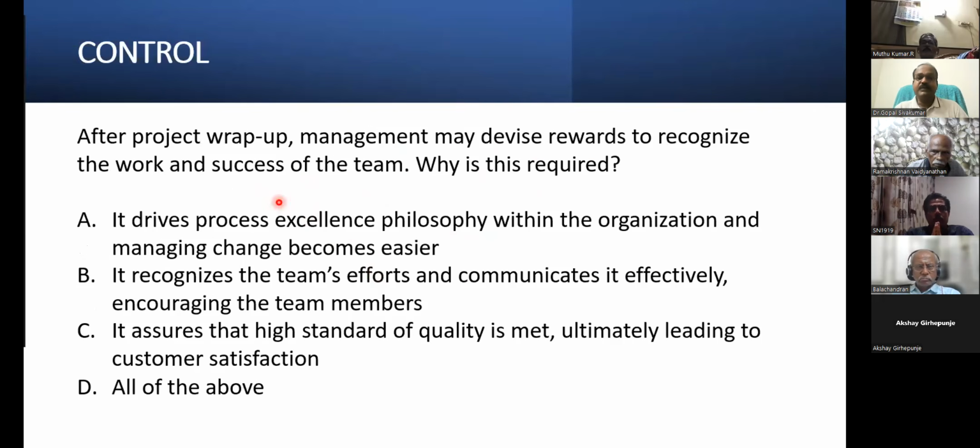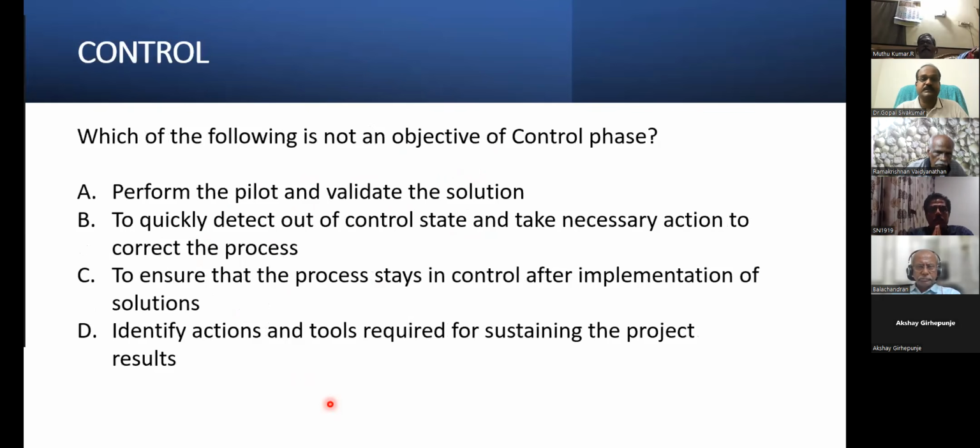After project wrap up, management may devise rewards to recognize the work and success of the team. Why should this be done? All of the above, D. Very good. It is very important that we spread a continuous improvement culture in our organization. Which of the following is not an objective of the control phase? Perform the pilot and validate the solution, because we talk about solutions only in the improve phase. So this is the odd one out.